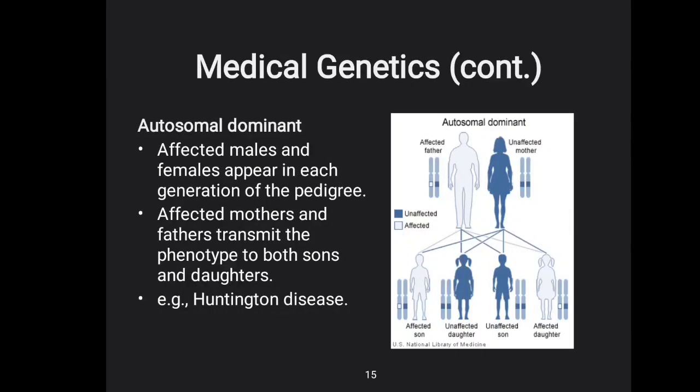What is autosomal dominant? Affected male and female appear in each generation of the pedigree. Again, I'm repeating, this is the pedigree you can see in the picture. Affected mother and father transmit the phenotype, that means the physical characteristic, to both the son and the daughter, and it belongs to the 22 chromosomes, not the 23. That's why it is called autosomal. And why is it called dominant? Because one allele is enough to cause the disease in their offspring. An example of an autosomal dominant disease is Huntington's disease.